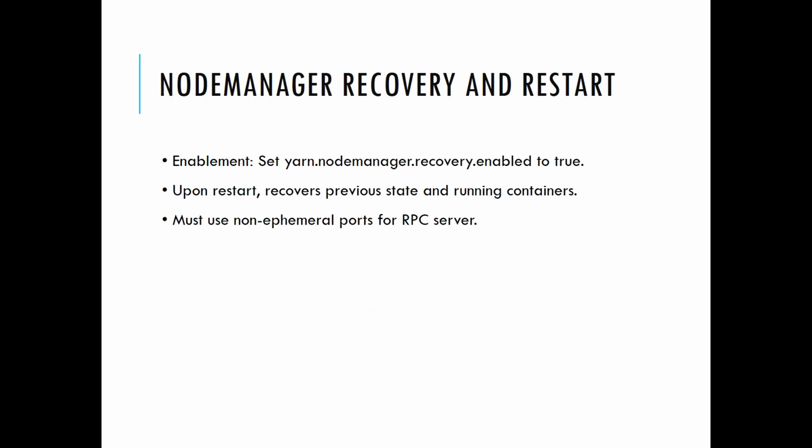To ensure fault tolerance, the NodeManager can be configured for recovery. By setting yarn.nodemanager.recovery.enabled to true, the NodeManager will persist its state. In the event of a restart, it can recover its previous state and even reconnect to running containers, minimizing application disruption. A key requirement for this is to configure the NodeManager's RPC server to use non-ephemeral or fixed ports.